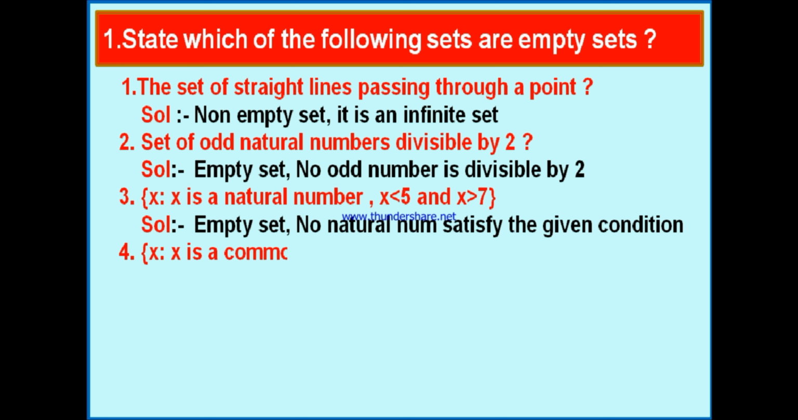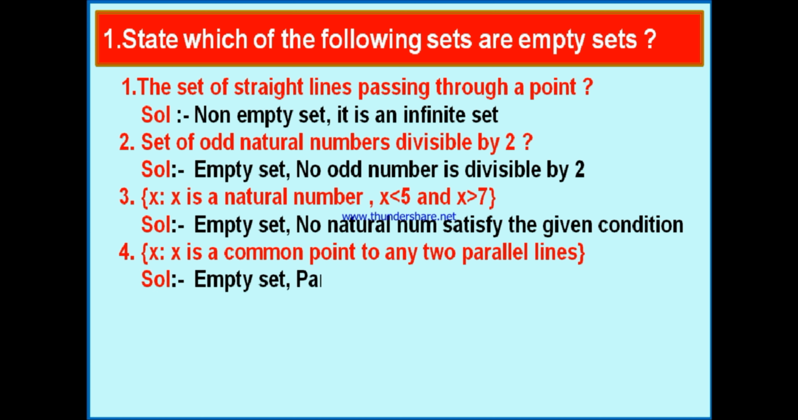Now, fourth bit, x is such that x is a common point to any two parallel lines. When can you say that two lines are parallel? Two lines are said to be parallel if they have no common point. If there is no intersection point, then only they are said to be parallel lines. Since they are parallel, there is no common point at all. Since there is no common point, it is an empty set. The parallel lines cannot have a common point at all.